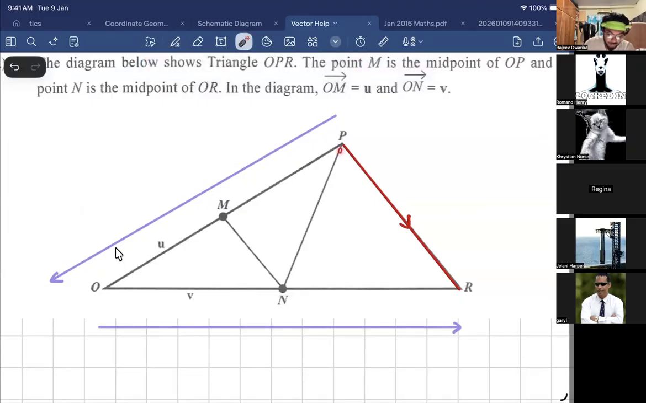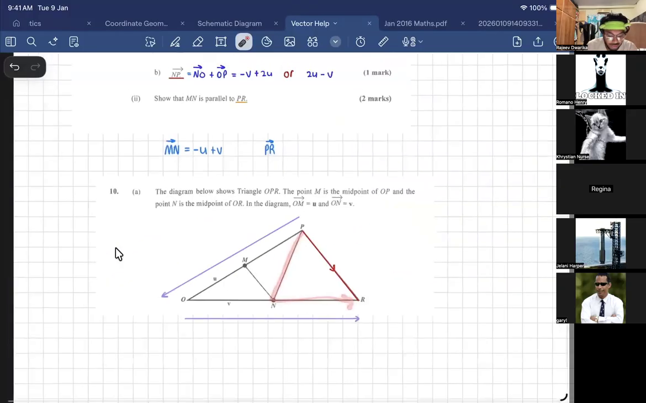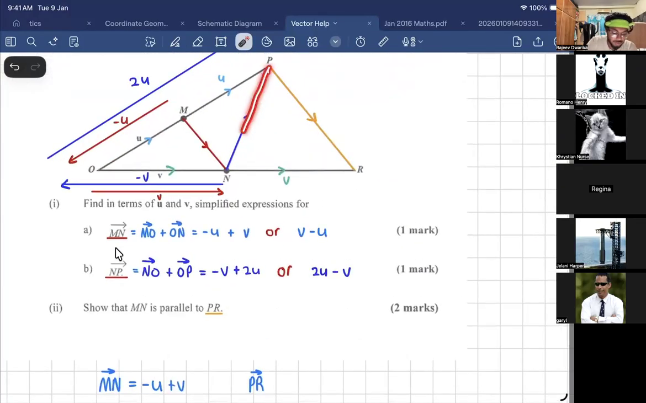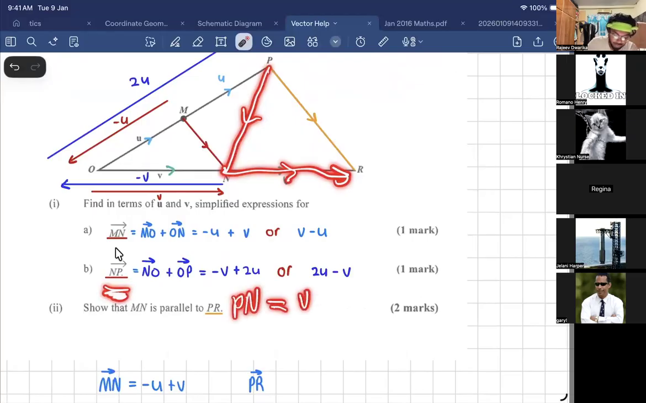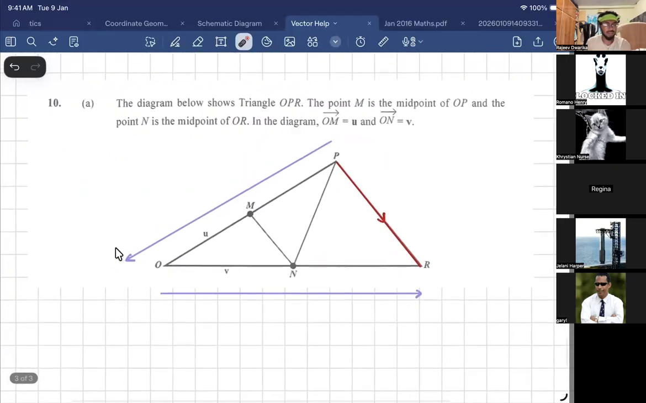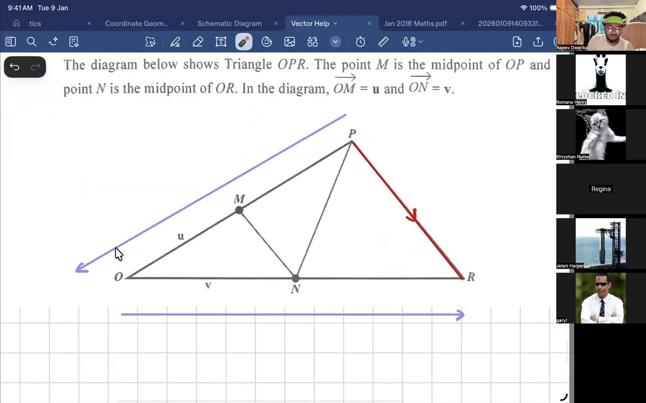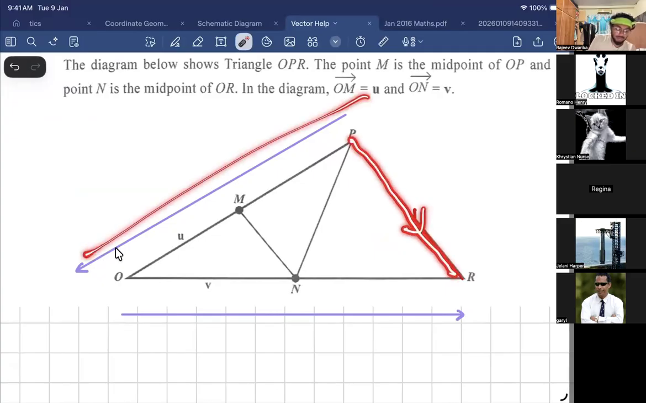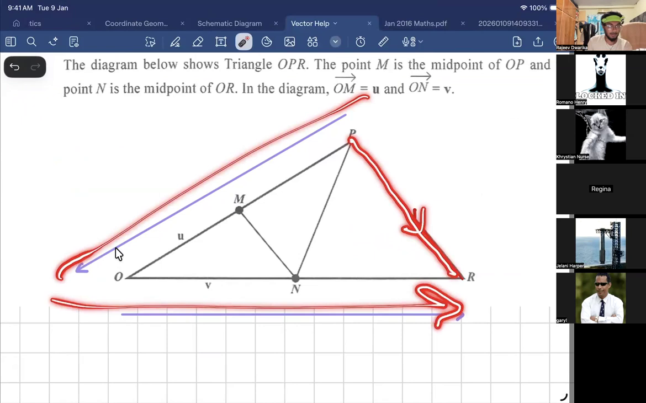Another way you could have taken was P to N and N to R. Did anybody see that route? Yes, sir, I did that. Right, and that's not illegal. You know how to find PN. PN would just be V minus 2U. You would just change the signs because they're going in the opposite direction. From there you could just add V and you'll get 2V minus 2U. You get the answer one time. But Regina, this method I'm going to show you is real simple. If you want to go from P to R, P to O, and O to R. Make sense? Yes, sir. Okay.